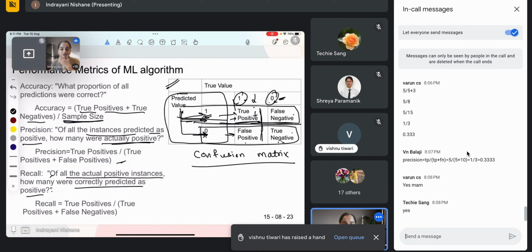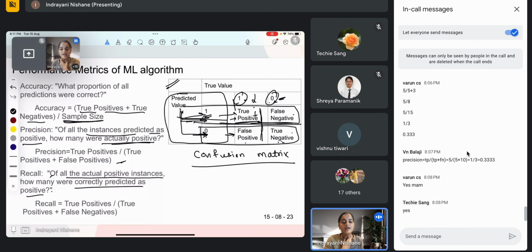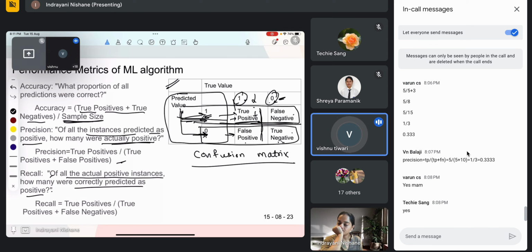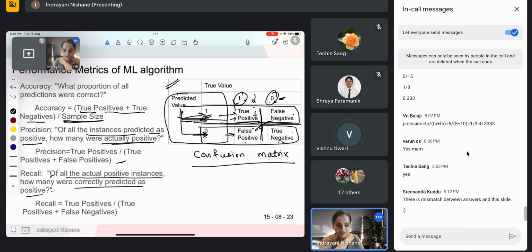Ma'am, can you please check this matrix once again? I think it has some discrepancy, a mistake. Okay, I will check it again, and if there is a problem, I will update it on the discussion forum. When we were going through the slides, I also checked on the internet once more, and I found the false negative and false positive seem to be interchanged, in a diagonal way. I think so. Yeah, okay.